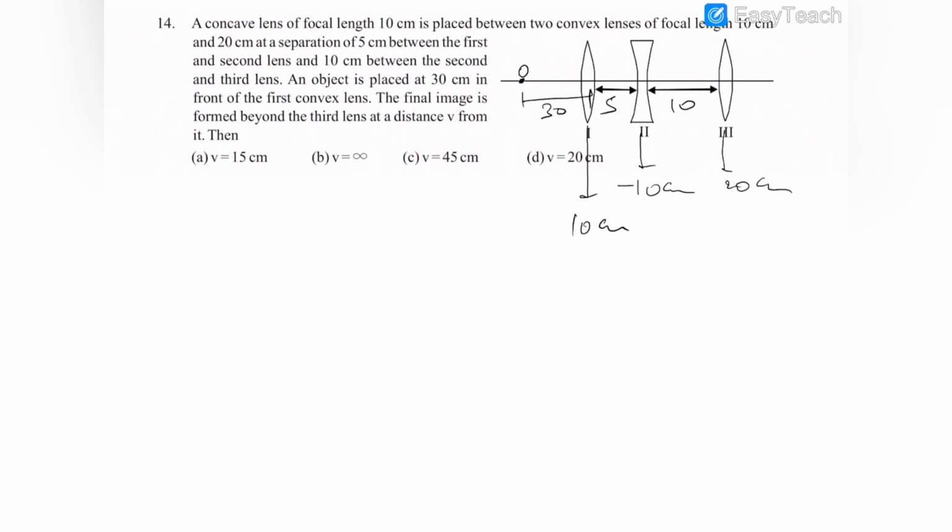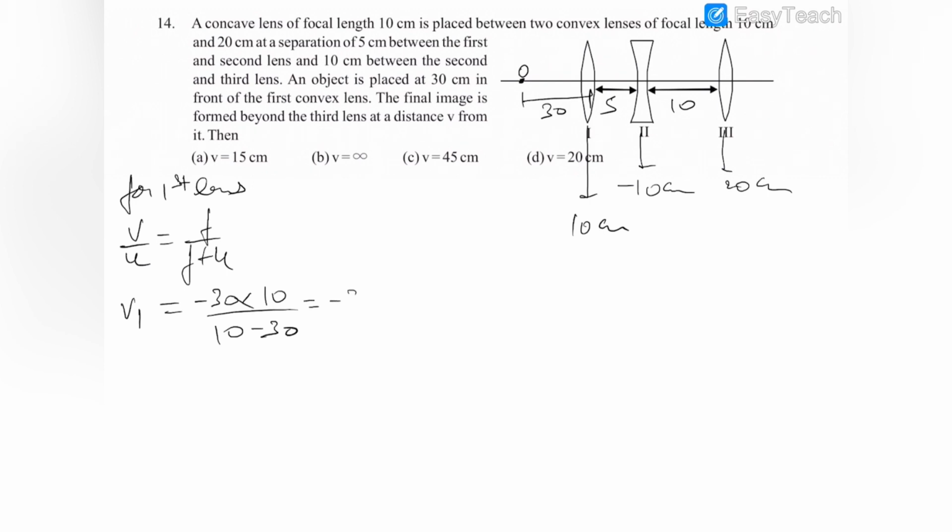We have to find out the final image. So let us first of all write down for the first lens. We know that the magnification v upon u is equal to f upon f plus u, and v is the first image. So u is minus 30 and f of the first lens is 10, so it is 10 upon 10 minus 30. So it is minus 300 upon minus 20, so it is 15. Now this 15 is the object for the second lens.